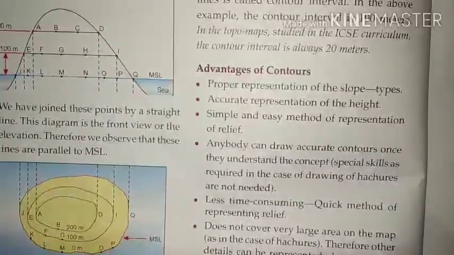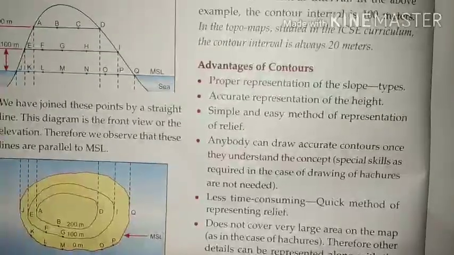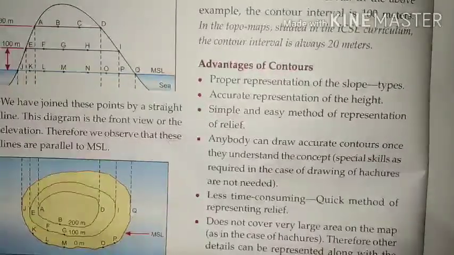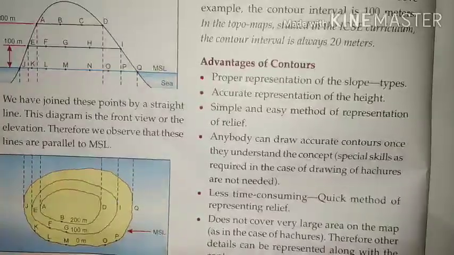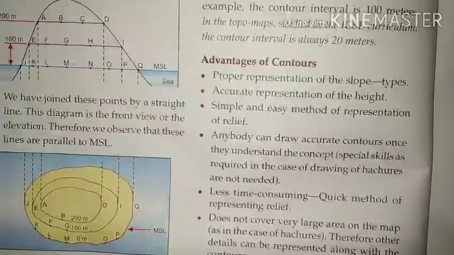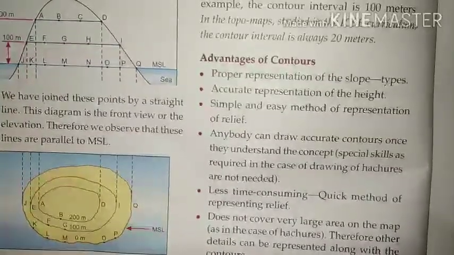The topo maps which we will use, which is given in our book also and which will be given in our exams also, the contour interval is always 20 meter. Okay, it is fixed 20 meter.